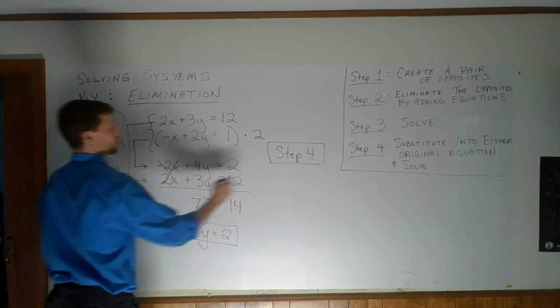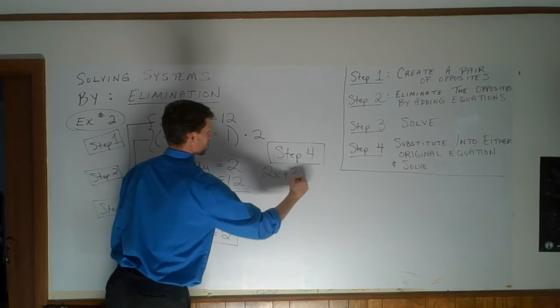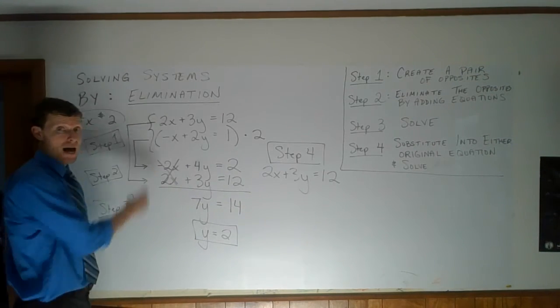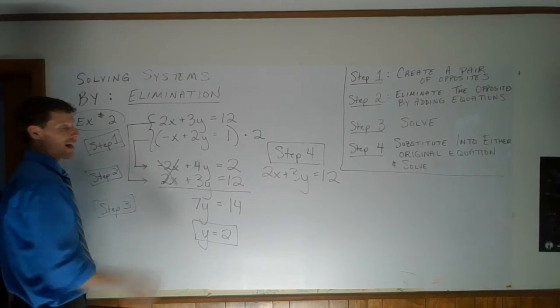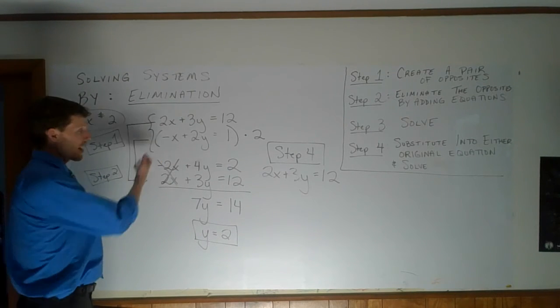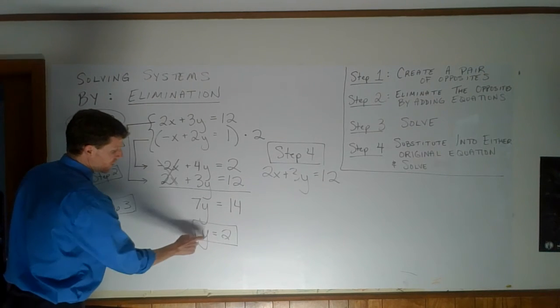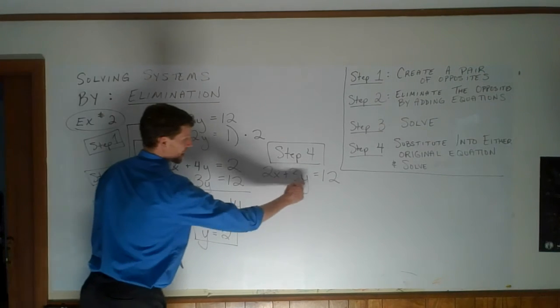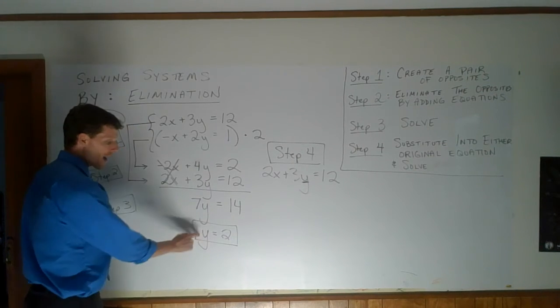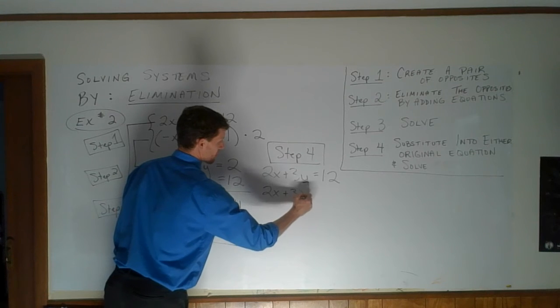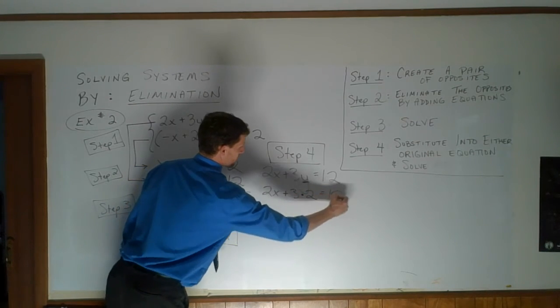The top equation is 2x plus 3y equals 12. I'm choosing the top equation because it's all positive. I don't want to deal with that negative. But it wouldn't matter. The answer will be the same if you chose the bottom equation. I have to make sure that this 2 gets plugged in for y. It's got to go here. Y is equal to 2, so it goes into that spot. 2x plus 3 times 2 equals 12.